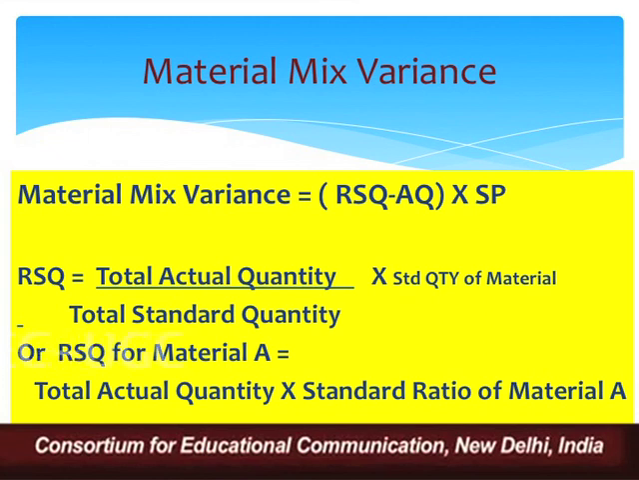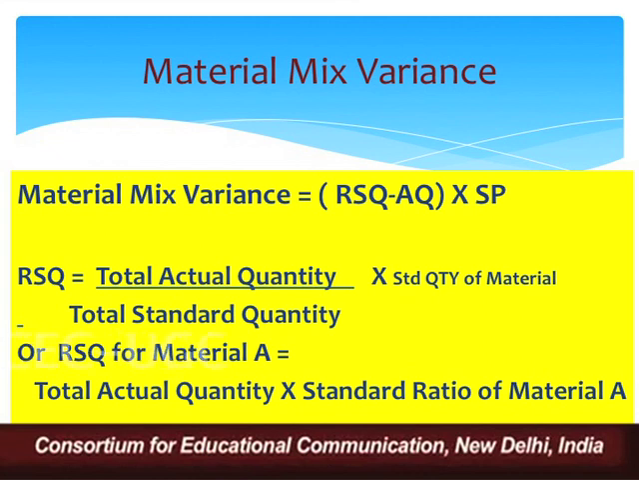We are doing the same thing, but with the help of a formula. We are finding the ratio between the total actual quantity and the total standard quantity, and then whatever ratio comes is multiplied with the standard quantity of the specific material for which I am computing RSQ. And the same can be done with my suggestion, which I told you at the very outset. RSQ for material A can alternatively be total actual quantity into the standard ratio of material A. I'll hint you about this way of computing RSQ in this numerical problem which I'm going to take up.